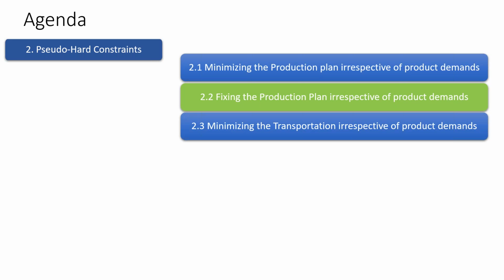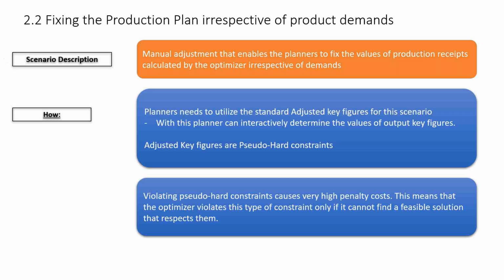Same goes with the transportation. You maintain adjusted transport receipts. I'll give the output transport receipts as adjusted transport receipts. Okay. So now let's see how we fix the production plan irrespective of the product demands.